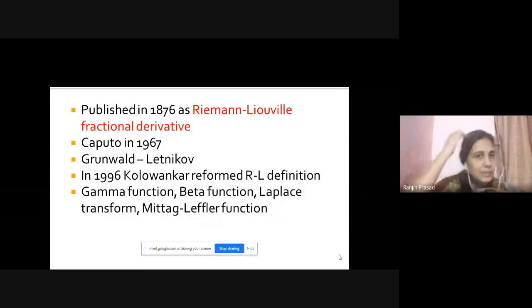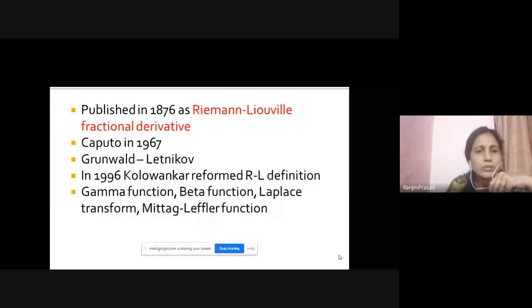But in certain things, Riemann-Liouville is a good approach. Then after that, Grunwald came up with different derivative ideas. Then in 1996, Kolwankar reformed the RL, the Riemann-Liouville definition. Then so many authors have produced derivatives. That is the only drawback of fractional calculus, because there are so many definitions according to the authors. Sometimes we can make use of Riemann-Liouville, but in some cases it is not suitable, so we can move on to Caputo. In some cases we can move on to Grunwald-Letnikov. So there are so many definitions. That is the only difficulty in handling this with students.